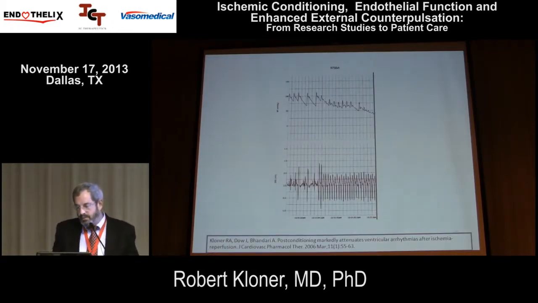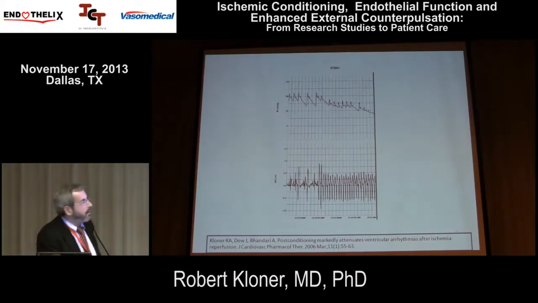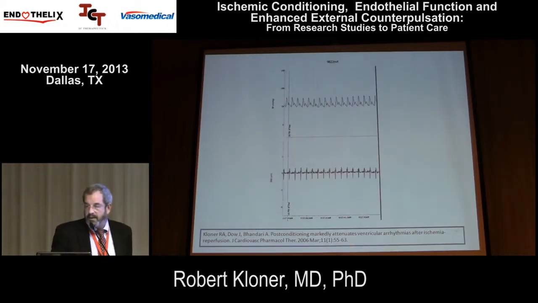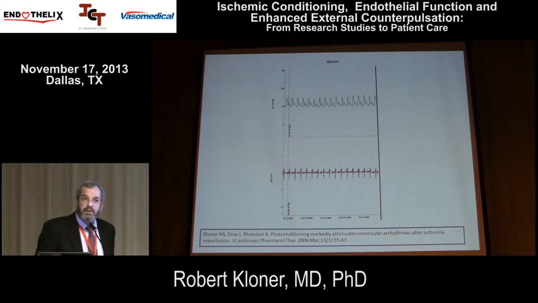So here's a typical control rat, and in this rat you can see with reperfusion there are ventricular premature beats and then a run of ventricular tachycardia associated with a fall in blood pressure. In contrast, in animals that were post-conditioned, we typically saw a lack of arrhythmias during the longer reperfusion phase, as shown here. And this was an animal that was treated with post-conditioning and in sinus rhythm.